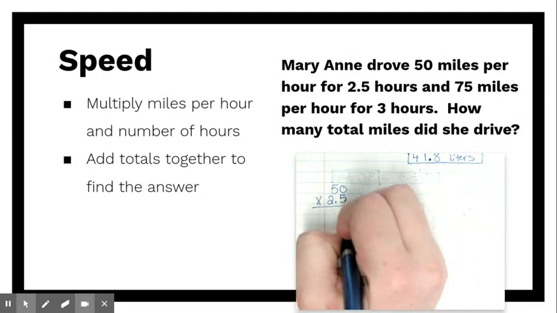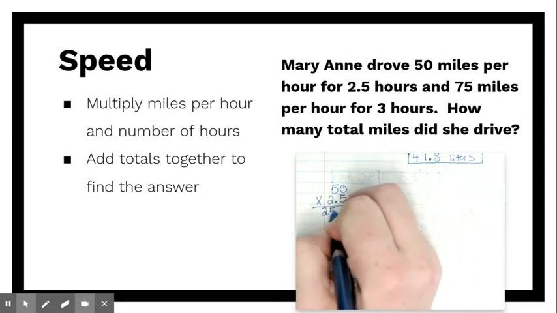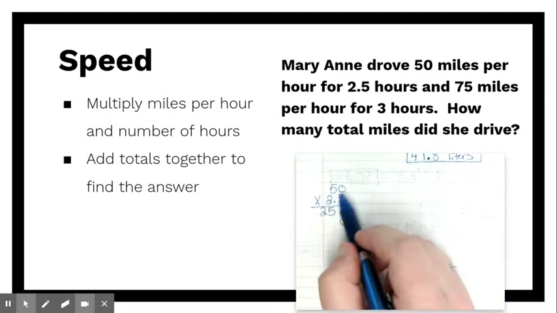5 times 0 is 0. 5 times 5 is 25. Okay, 0 placeholder. 2 times 0 is 0.